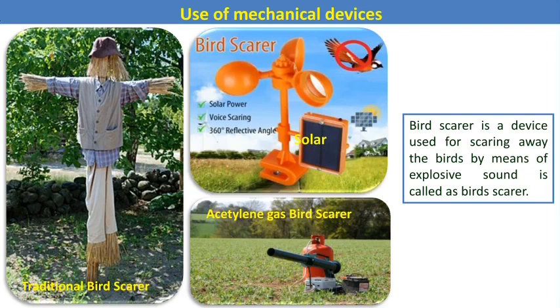This is the traditional bird scarer, which will help to repel the birds from the fields. Then this is the solar bird scarer, which is mostly used nowadays to repel the birds. Then also the acetylene gas bird scarer. These are all types of bird scarers. A bird scarer is nothing but a device that helps to repel the birds from the field.